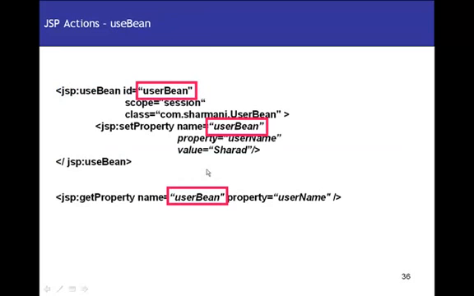So this is a simple example of the JSP useBean with set and get properties. So as I just discussed earlier, here we are using the set property action within the body of the JSP useBean. So here you see that whatever ID I have specified in the JSP useBean element is used as name in the set property and get property actions, right? So this is about the JSP actions in brief.